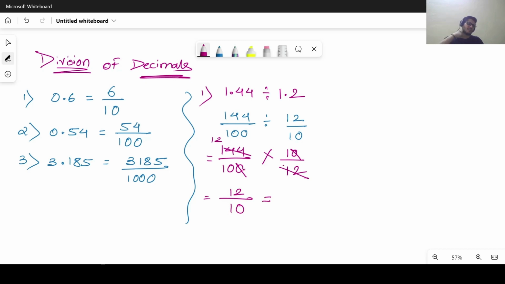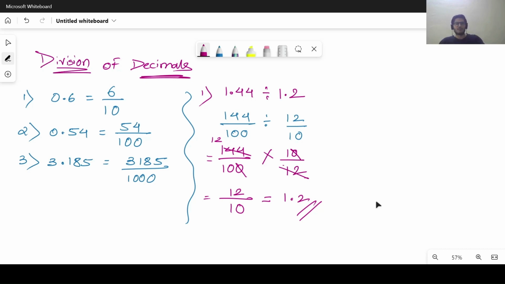We have to write the final answer always in the decimal form if we are able to write that. So 12 by 10 will not be the final answer. We have to write it in the decimal form. So 12 by 10 is 1.2, and this is the final answer. So therefore 1.44 divided by 1.2 gives us 1.2. Okay, so hope you have understood this.